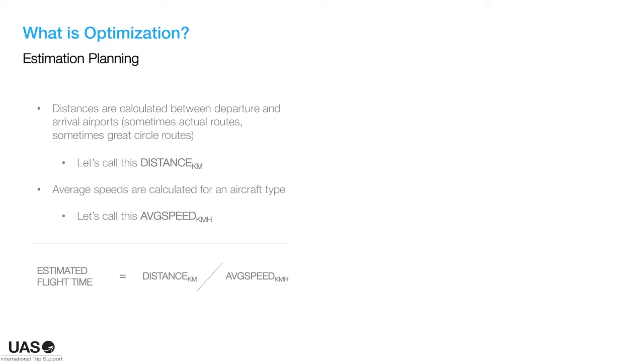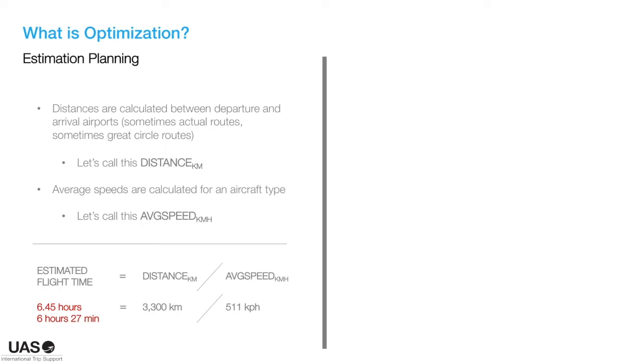Estimation planning is a more simple technique which takes the total distance in kilometers and divides that distance by the average airspeed of the aircraft. So in our example, if the flight is 3,300 kilometers and the average airspeed of that airplane is 511 kilometers per hour, we get a resultant flight time of 6.45 hours, or 6 hours 27 minutes.